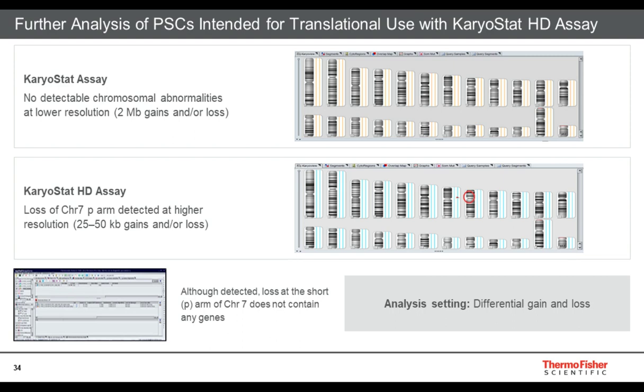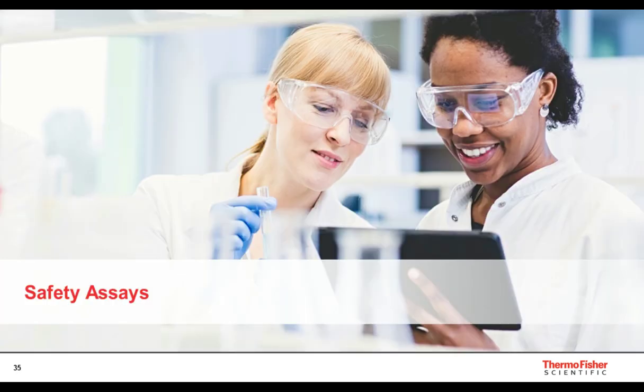And what's really cool about this software is it shows you visually, like, oh, here's something you need to look at, and then you'll click at it, and at the bottom of the screen there'll be something that opens up, and it'll show you exactly what is missing or gained at that site. So although detected, there was a loss at the short arm of chromosome 7, it didn't contain any genes. And so that shows that it's still safe to proceed forward, so that you've done the high resolution. You have a loss here in the high resolution, but there was no genes that you actually lost. So that gives you great reassurance when you're thinking about taking these cells and putting them back into a patient for the treatment.